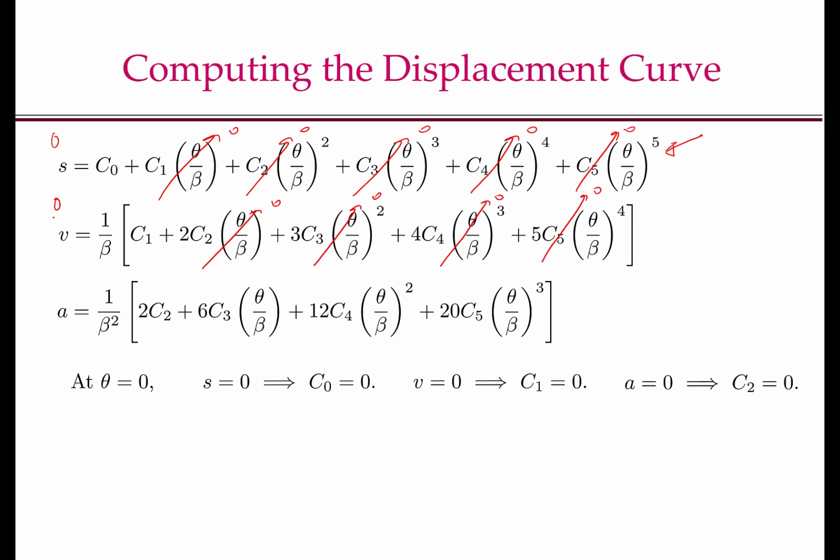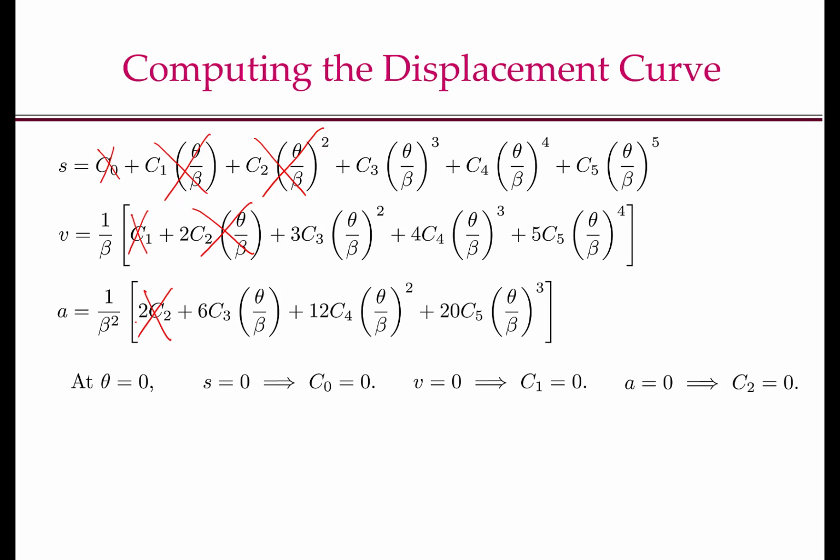Similarly, A equal to 0 would imply that C2 equal to 0. Again, this term is 0, this term is 0, this term is 0. So 2C2 by beta square is 0, and therefore C2 has to be 0. So from the first three boundary conditions, we get that C0, C1 and C2 are 0. In essence, that means that the first three terms in the displacement curve are not there. Similarly, these two terms in the velocity curve are not there, and this term in the acceleration curve is not there.